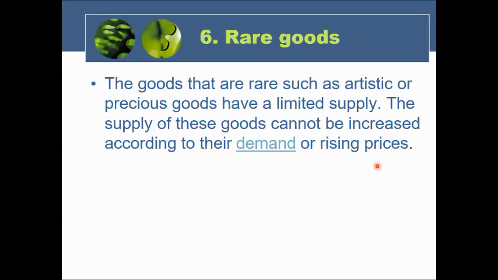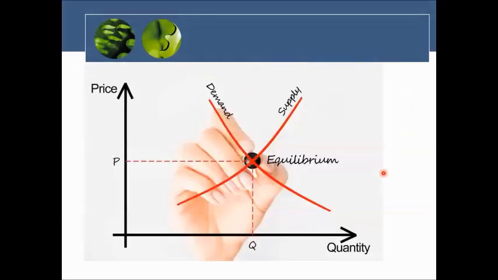And then we have the rare goods. These are goods that are rare, such as artistic or precious goods that have a limited supply. So the supply of these goods cannot be increased according to their demand or rising prices. Okay, so this is an example of the graph for supply and demand, wherein the demand and supply meet. It is called equilibrium. When the supply and demand meet at a certain price, there is an equilibrium in terms of the price and the quantity.